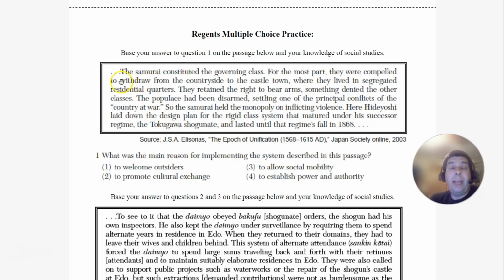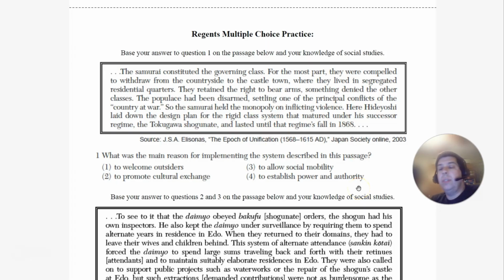Read along with me. The samurai constituted the governing class. For the most part, they were compelled to withdraw from the countryside to the castle town where they lived in segregated residential quarters. They retained the right to bear arms, something denied the other classes. The populace had been disarmed, settling one of the principal conflicts of the country at war. So the samurai held the monopoly on inflicting violence. Here, Hideyoshi laid down the design plan for the rigid class system that matured under his successor regime, the Tokugawa Shogunate, which lasted until the regime's fall in 1868.